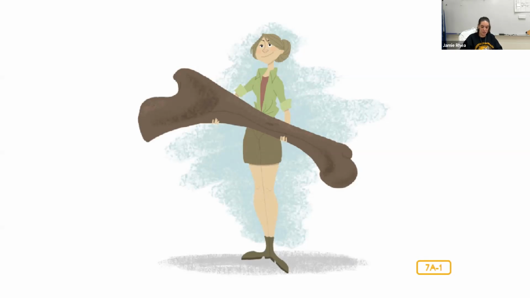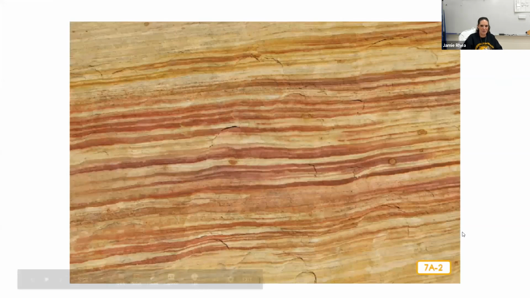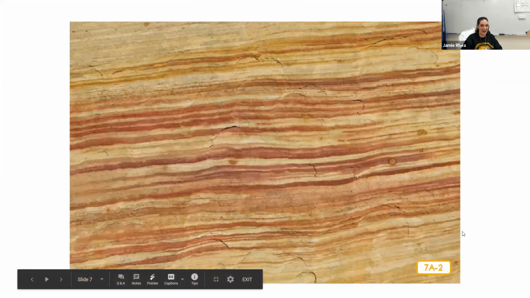A paleontologist is a scientist who studies paleontology, which is the study of life that existed on Earth in the distant past. Can you say paleontologist? Paleontologists study bones to learn about life on Earth long ago. This isn't just any bone, it's a dinosaur bone. I'll be teaching you about dinosaurs in the near future. What type of rock do you think that is, guys?